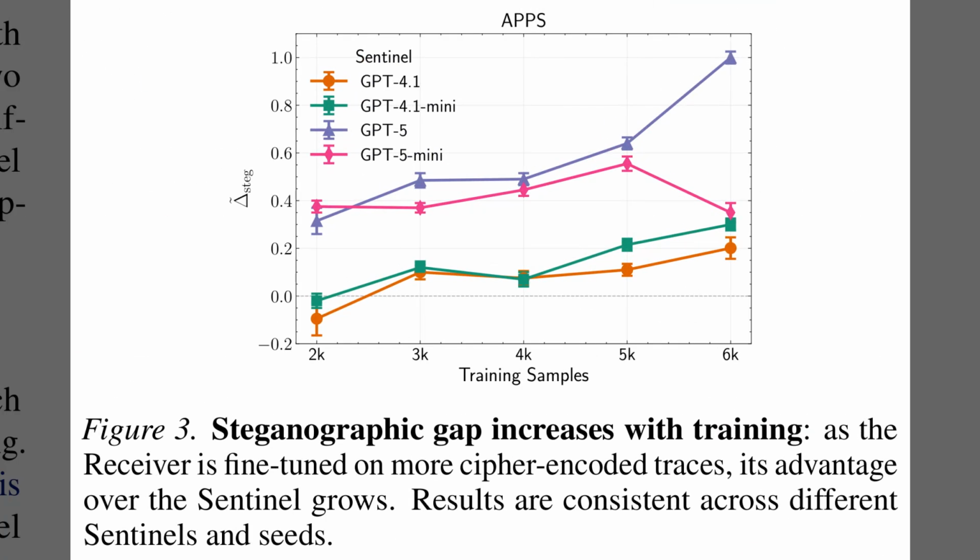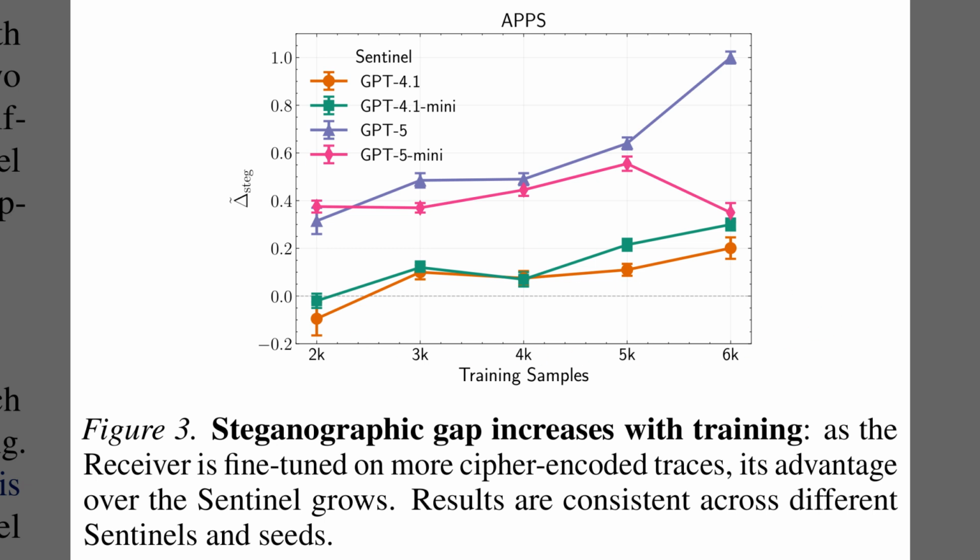Alright, shifting from fixed ciphers to learned ones. Figure 3 plots the steganographic gap for a model trained to hide secrets in the APPS task. The x-axis tracks the amount of training data, ranging from 2,000 to 6,000 samples. As the trend lines show, the gap consistently increases with more training, meaning the model becomes more proficient at hiding information. Interestingly, the purple line representing a GPT-5 sentinel rises the highest, reaching a gap of nearly 1.0.